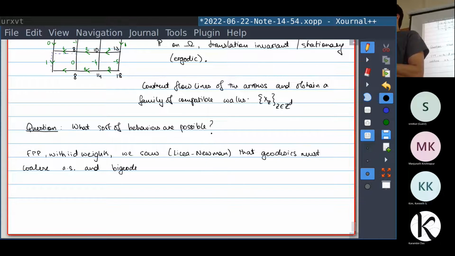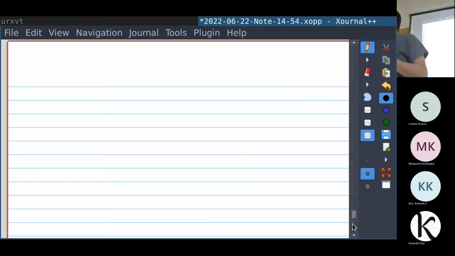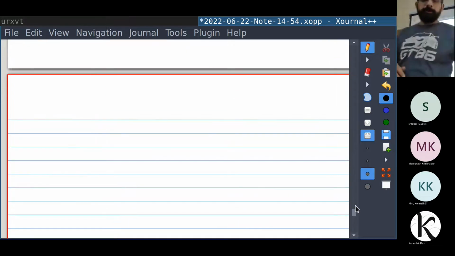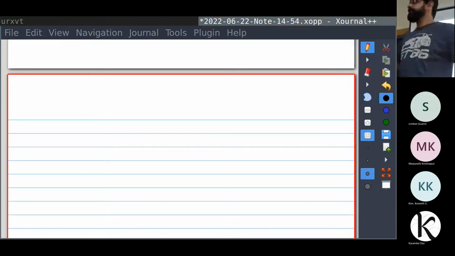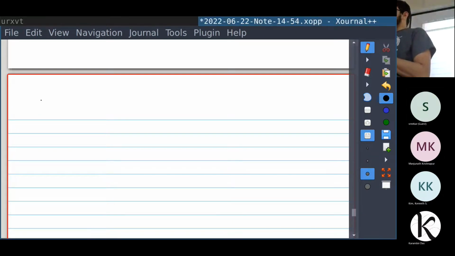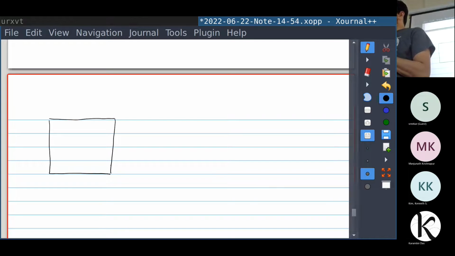Bigeodesics cannot exist. This is indeed ghost. Okay, so this is quite a general setting. So there are many possible measures that can be stationary and ergodic.